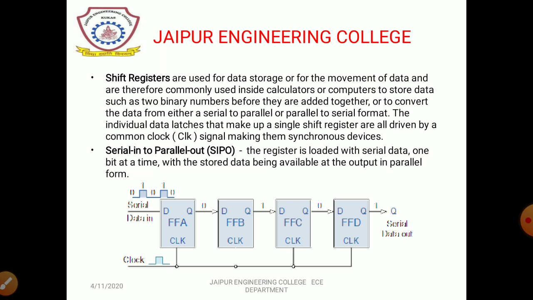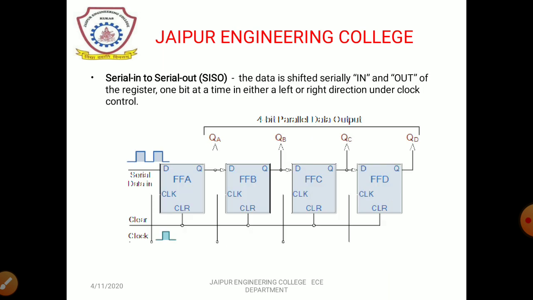There are 4 types of shift registers. Number 1, SISO, serial in serial out shift register. SIPO, serial in parallel out shift register. PISO, parallel in serial out shift register. PIPO, parallel in parallel out shift register. Initially we are discussing the serial in serial out shift register.